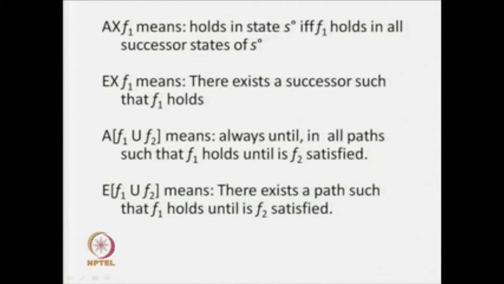Similarly, E F1 until F2. So, we are concerned about a particular path, or there exists a path, not any path. We are looking into one particular path. If we get such a path where F1 holds until F2 holds, then we say that in that particular state E F1 until F2 holds.